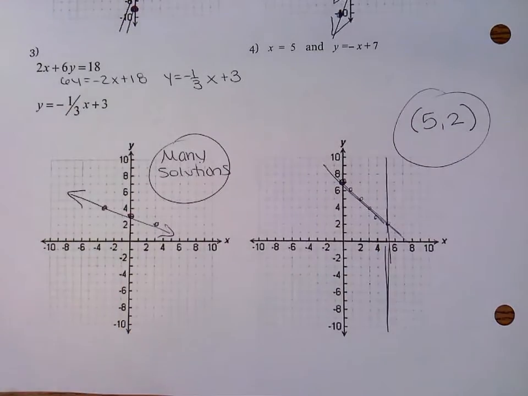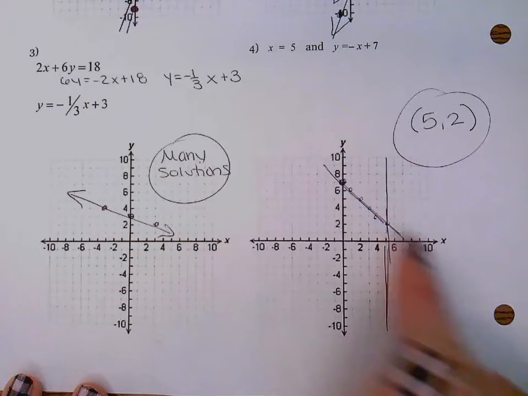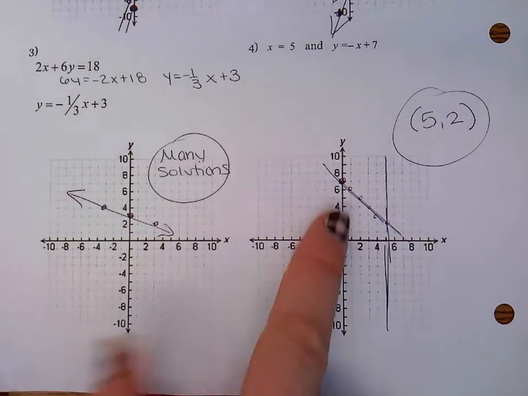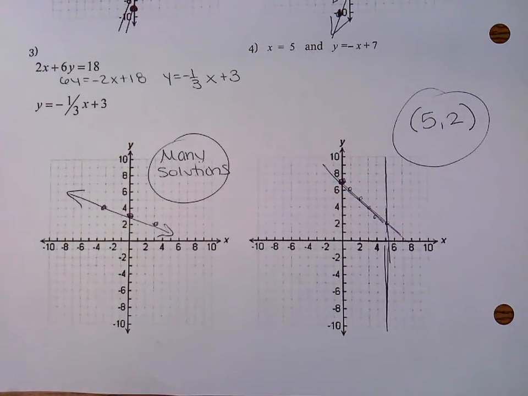And then the last one, I did my vertical line at 5 and a slope of negative 1, starting at a y-intercept of 7, and I got 5, 2. And we're not going on to do the graphing and guided practice of 114, only 113 for tomorrow. Thanks.